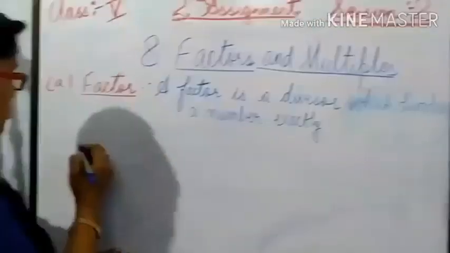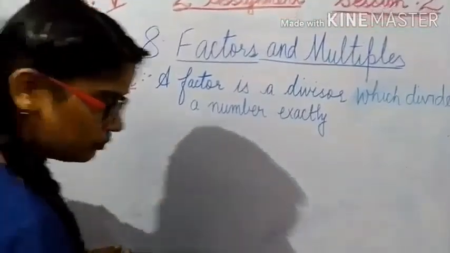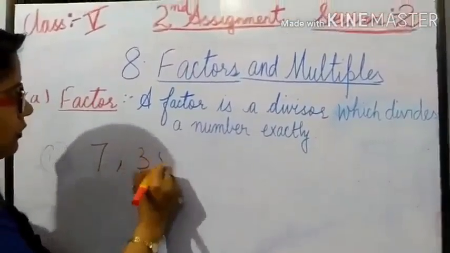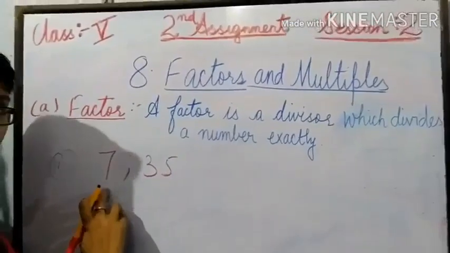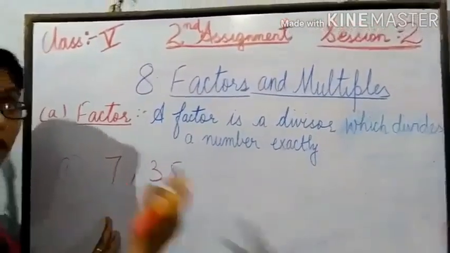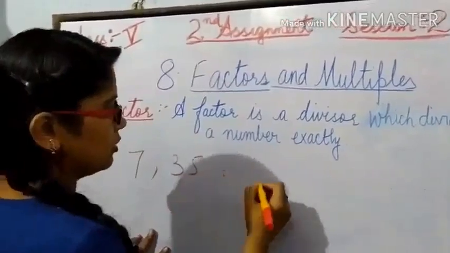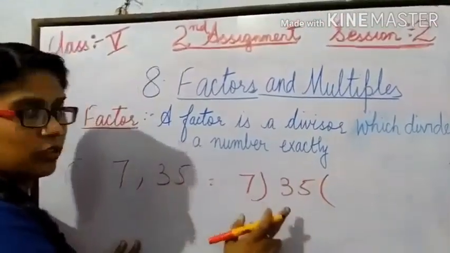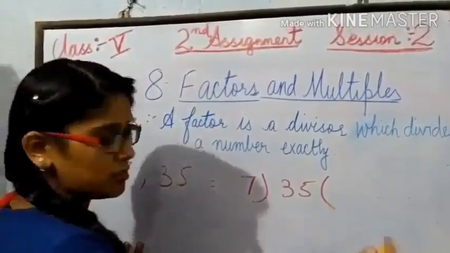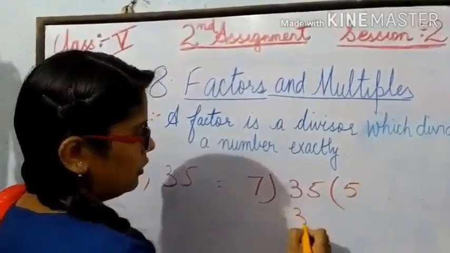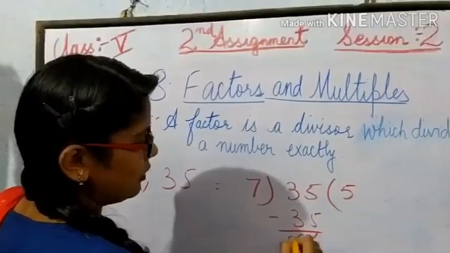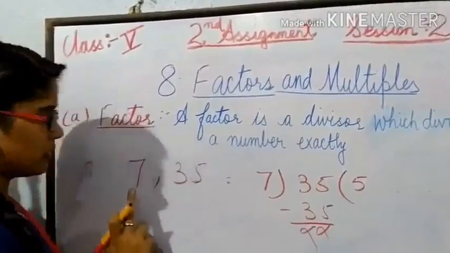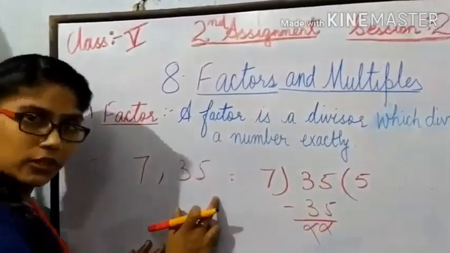So I am taking one example. 7 and 35. Since 7 is a factor of 35. Why? You can see here, 35 is divided by 7. So in the table of 7, 35 comes 5 times. So you can see that 7 has completely divided 35. That's why 7 is a factor of 35.